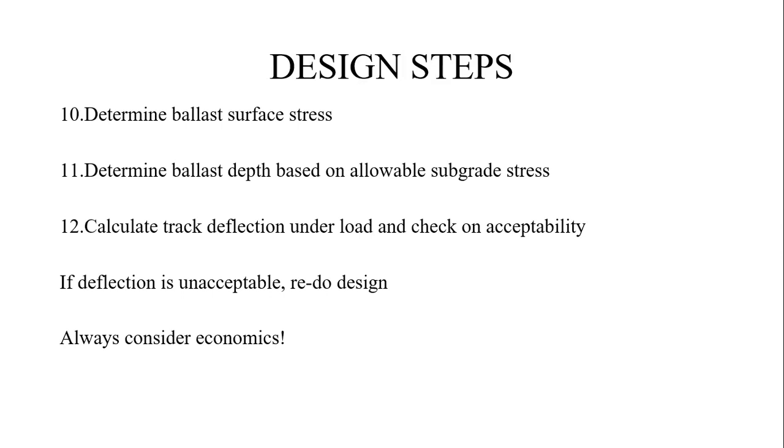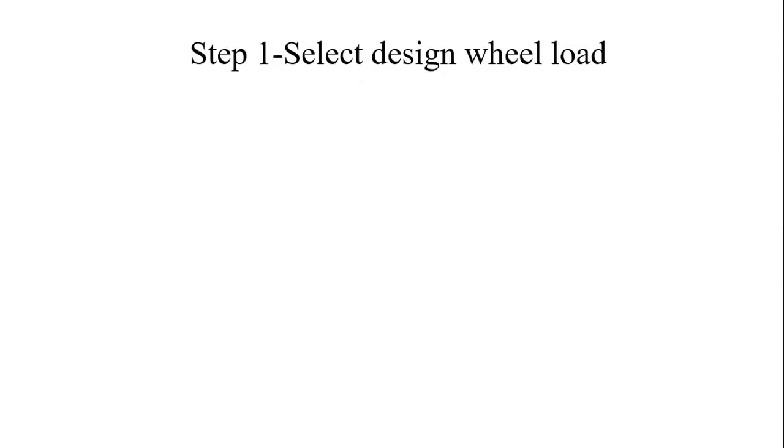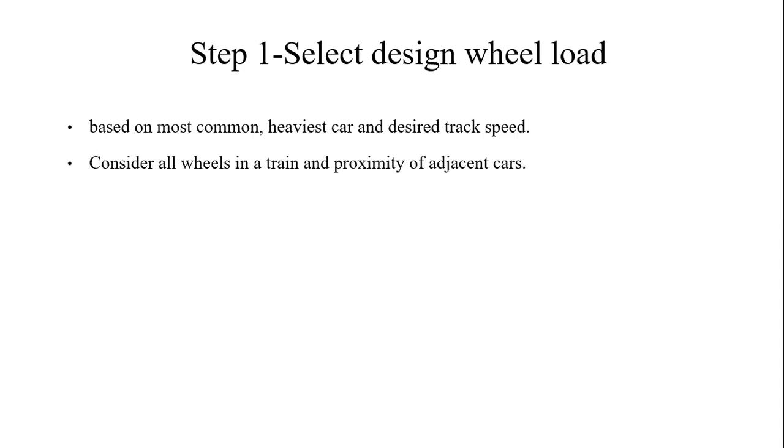Now, in the slides to follow, we take one step at a time and try to know how we determine all those parameters one by one. So let's see. Step one is to select the design wheel load. It's based on the most common heavy car, and depends on track speed as well. We consider all wheels in the train and if there are adjacent cars attached to it.